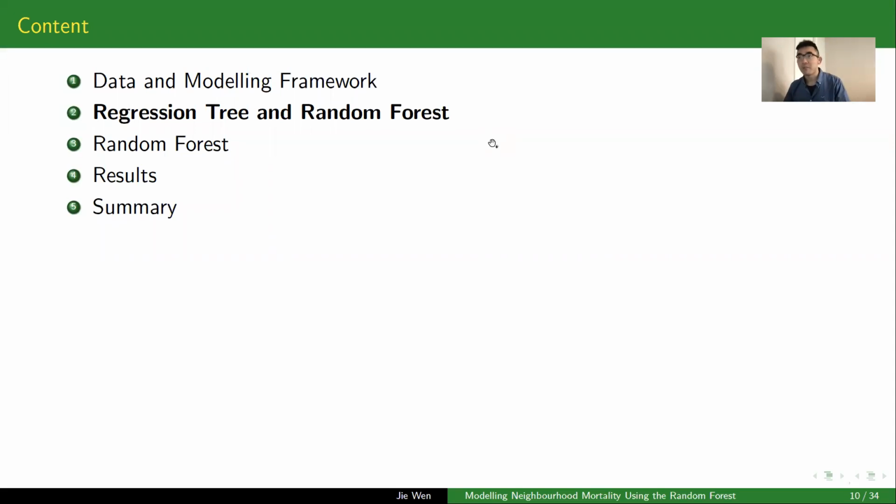Now let's look at the random forest model and also regression trees, because everyone knows a forest is made up of trees. So we have to look at these two definitions together.